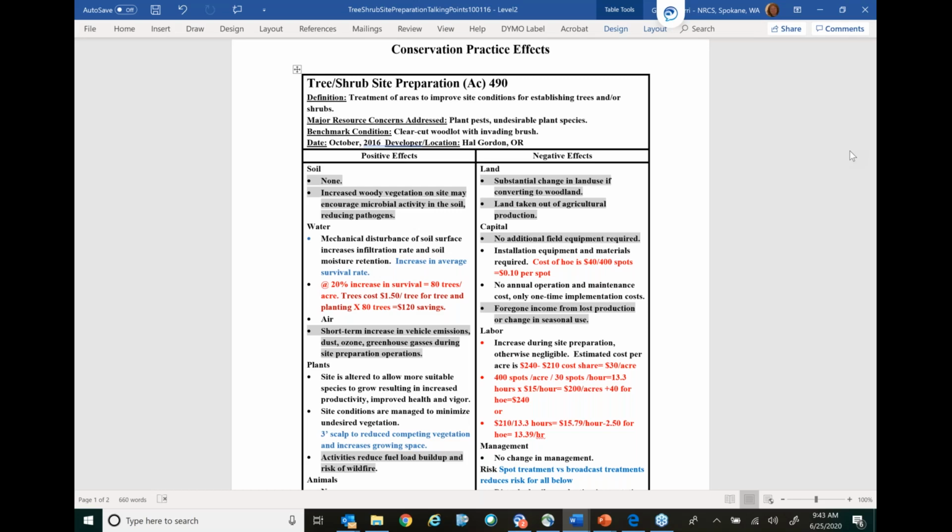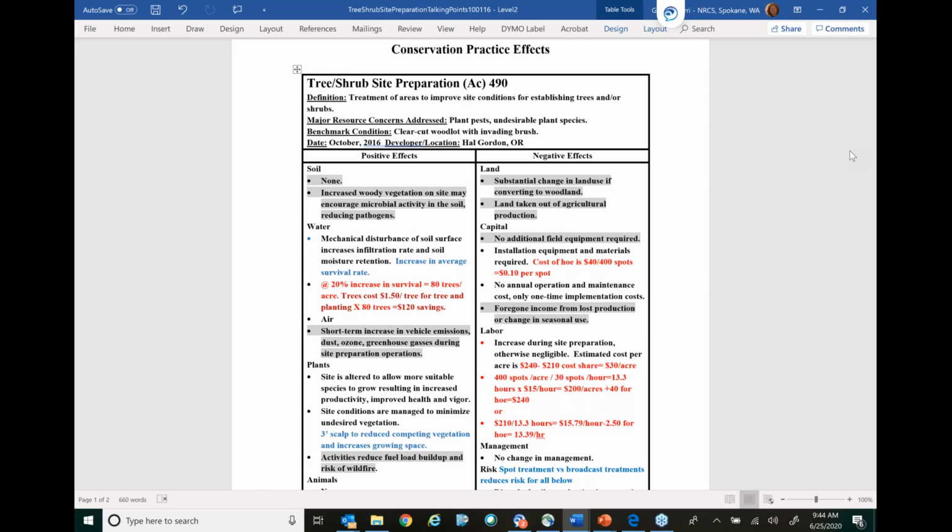Talk about creating a 3-foot scalp and using that also to reduce the competing vegetation around a growing space, increasing the growing space. We talked about buying a hoe. You're going to have to make an investment. Well, if you're doing a scalp, your investment's a hoe, it's about $40. So over 400 spots, if you have just an acre of work to do, that's 10 cents a spot, okay?